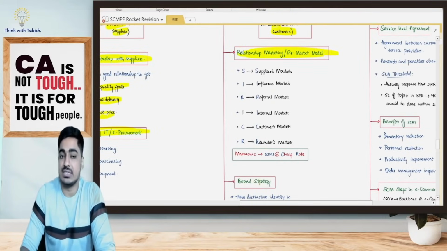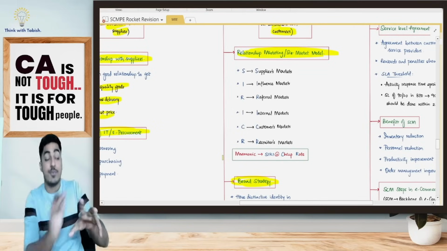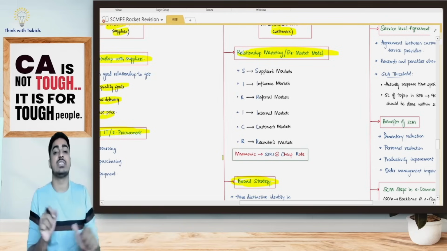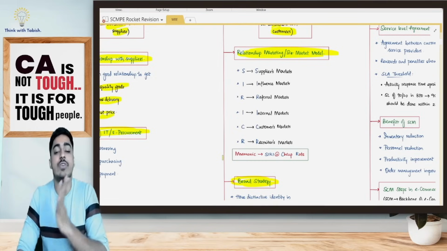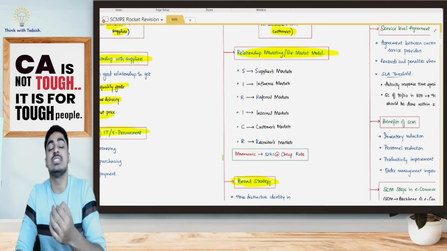Next, brand strategy. Now, what is relationship marketing telling? From where all will I be getting customers? So where all should I be maintaining a good relationship? Six places. You have a mnemonic, Siri at cheap rate. I've got Siri at cheap rate.